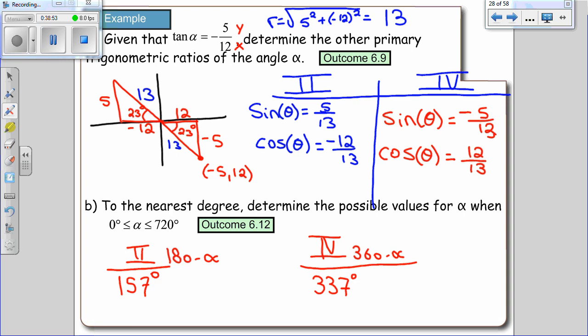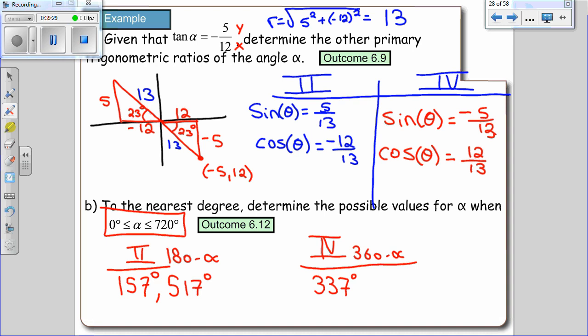I could do another 360 degrees again. So if I go plus 360, I get 877. That's where this part becomes important. This part says that the angle has to be in between 0 and 720. My third coterminal angle of 877 does not fit into those restrictions. Therefore, for quadrant 2, the only answers are 157 and 517.